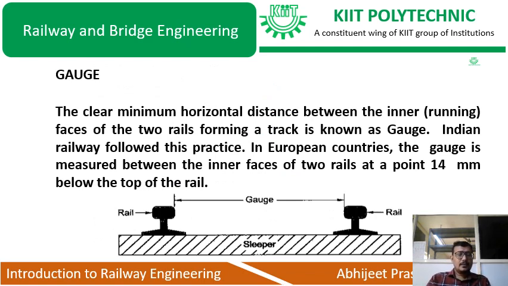We have already discussed what a gauge is. Gauge is the clear minimum horizontal distance between the inner faces of the two rails forming a track. Indian Railways follows this practice. In European countries, the gauge is measured between the inner faces of two rails at a point 14 millimeters below the top of the rail.